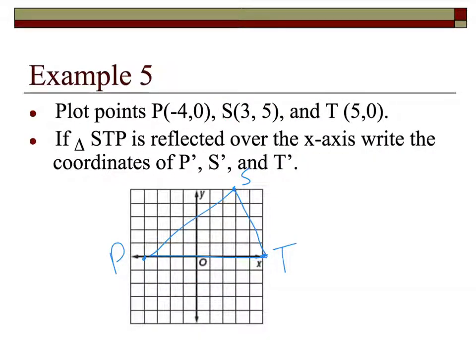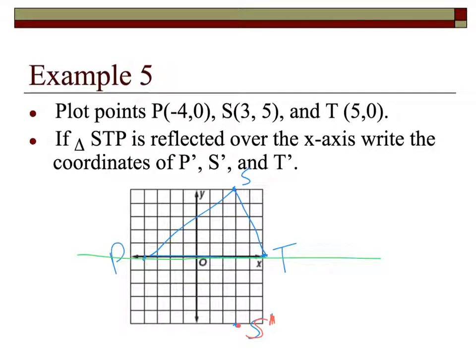All right, so we got the same points, but this time we're saying triangle STP is reflected over the x-axis. Write the coordinates of P prime, S prime, and T prime. Well, if I'm reflecting over the x-axis, that is this line right here, right? So if I'm going to do that, S prime is going to be popping all the way down here. Now, oops, I should do that in a different color. S prime, America, red, white, and blue.